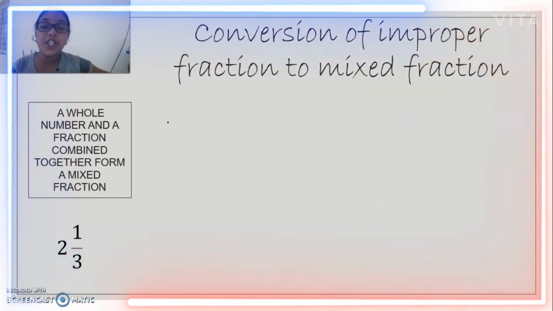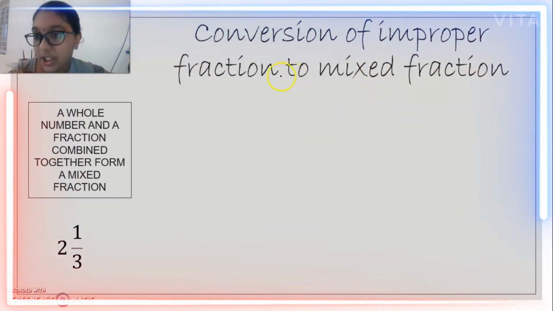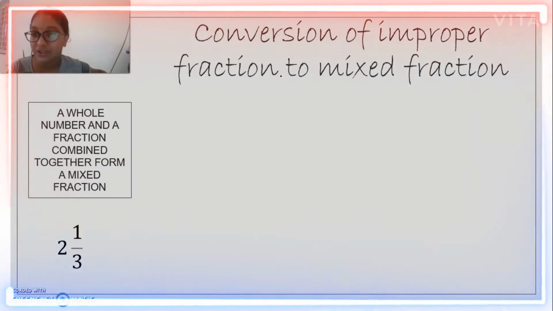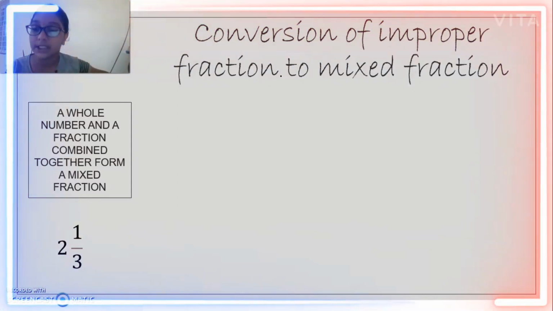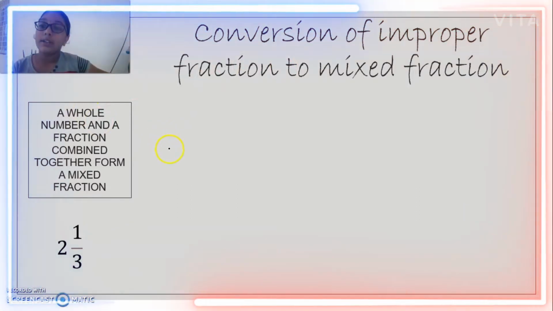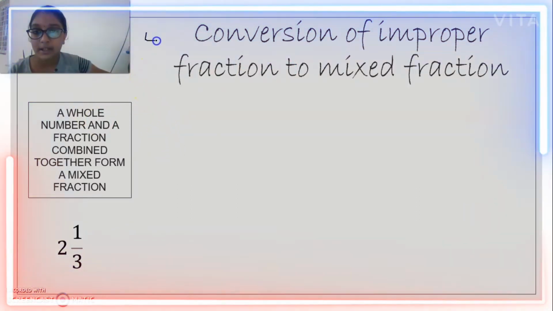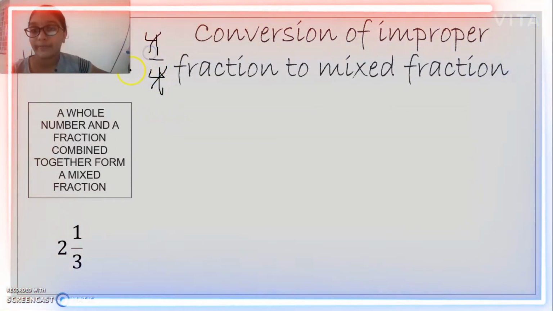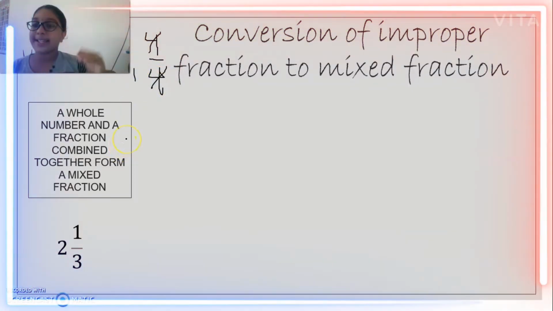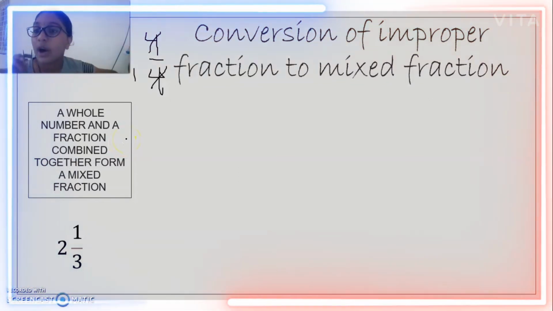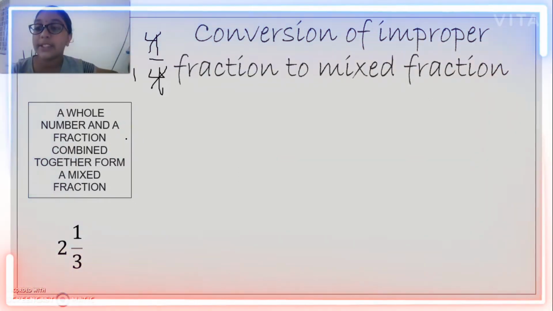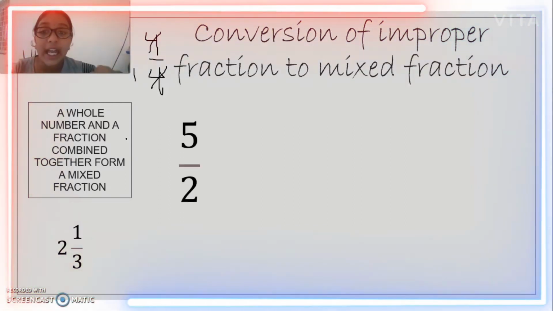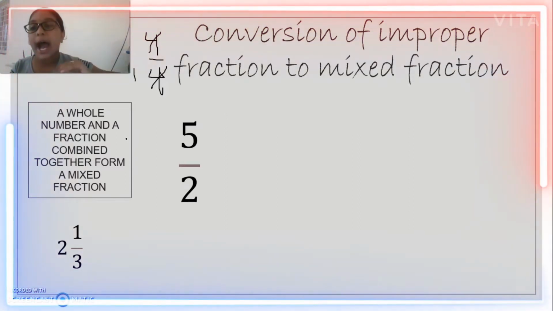We have conversion of improper fraction to mixed fraction. Firstly, let's know what is a mixed fraction. A whole number and a fraction, when combined together, form a mixed fraction. So, how do you get a whole number? For example, let's take 4 by 4. We cancel 4 and 4, 1, a whole number. So 1 is a whole number. Like that, we have an example called 2 1 by 3, which represents 2 as a whole and 1 by 3 as a fraction.